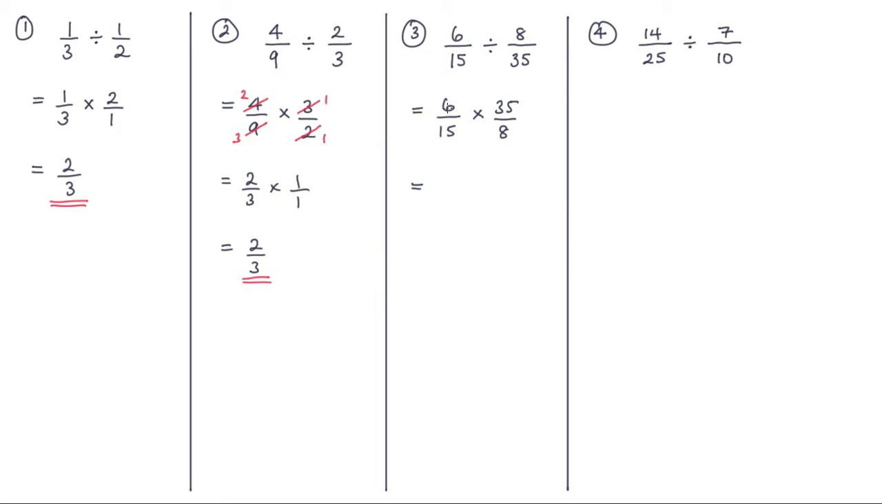I know that 2 will go into 6 3 times and into 8 4 times. 5 will go into 15 3 times, and it will go into 35 7 times. And we also notice that the 3 and the 3 will cancel. 3 goes into 3 once and into 3 once. So we actually end up with 1 over 1 multiplied by 7 over 4. And we get 7 over 4, and we could rewrite that as a mixed number. So that is 1 3/4.